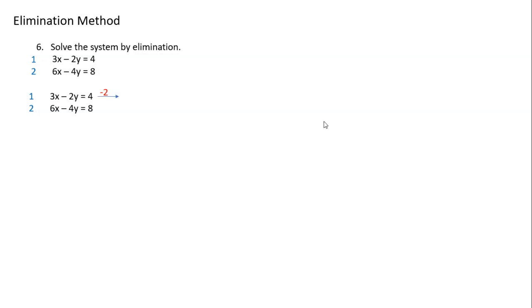But again, I need to multiply that number to the whole equation. So when I do that, negative 2 times 3 is a negative 6x. Negative 2 times a negative 2y is a positive 4y, and negative 2 times 4 is a negative 8. I don't have to do anything to the second equation because it's going to eliminate my y automatically. So again, I'm going to add these two equations together.